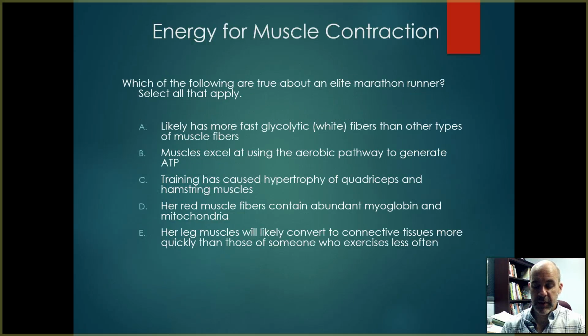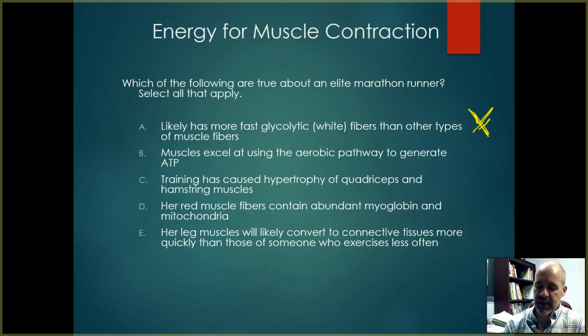All right, which of the following are true about an elite marathon runner? Select all that apply. All right, so let's go through these. So again, this is going to be an endurance runner. A, likely has more fast glycolytic or white fibers than other types of muscle fibers. Fast glycolytic. And hopefully you're thinking no on that.